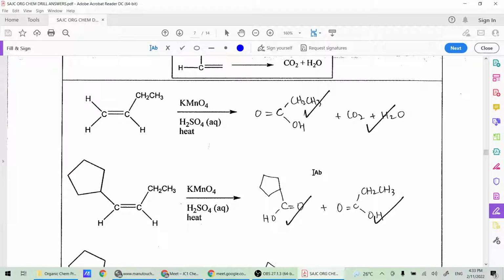Now oxidative cleavage. Just break the double bond. Any site that has two hydrogens on the carbon will give you CO2 and H2O. Anything that has only one hydrogen will give you a carboxylic acid. And any group that has two R groups will give you a ketone.